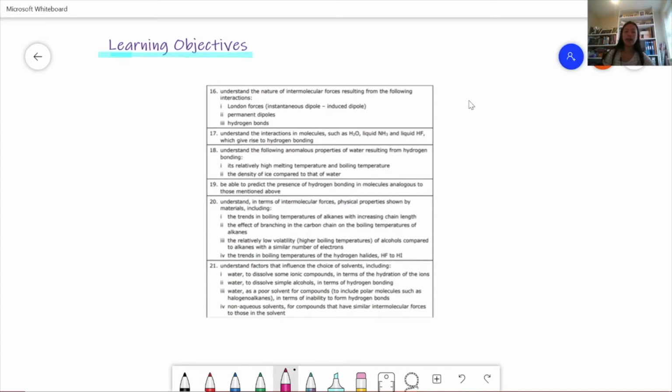We're going to be learning about intermolecular forces today, so these are the learning objectives. The first is to understand the three different types of forces, and then we're going to look at the interactions in molecules such as water, and then we're going to understand the results from hydrogen bonding for water, so why it has a high melting temperature and boiling temperature, and the density of ice compared to water. And we'll also learn how to predict the presence of hydrogen bonding in molecules, to understand physical properties shown by materials, and to understand factors that influence the choice of solvents.